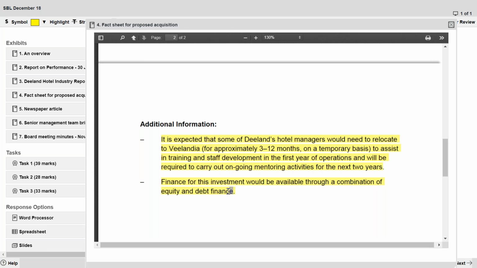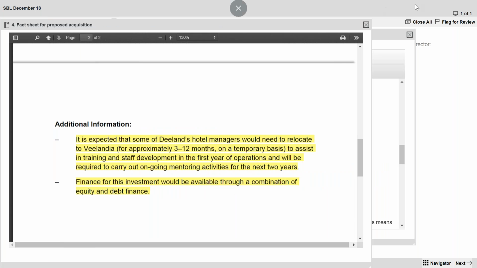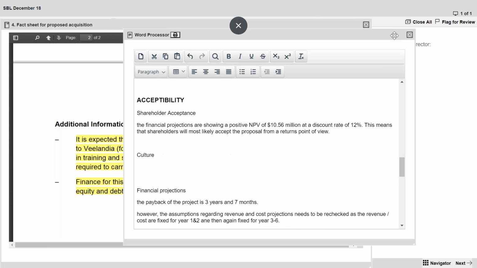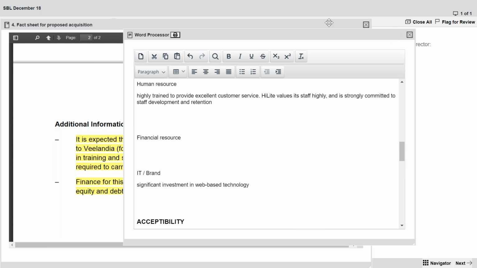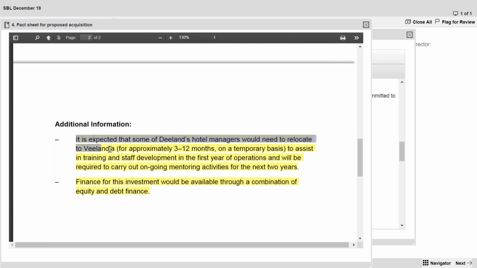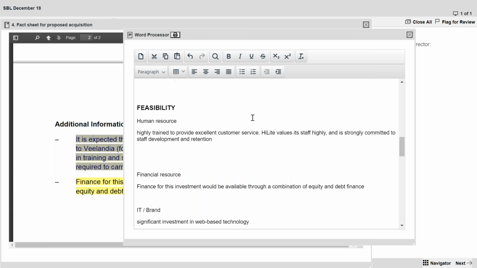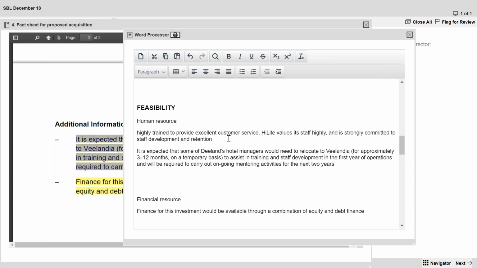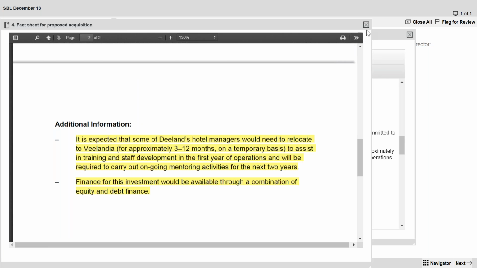Wow. So where can I copy paste this information? I will just go to my word processor. Finance, financial resources. Here. And where can this information go? The staffing bit can go under human resource, how we are going to manage the business. So I'm done with this exhibit.